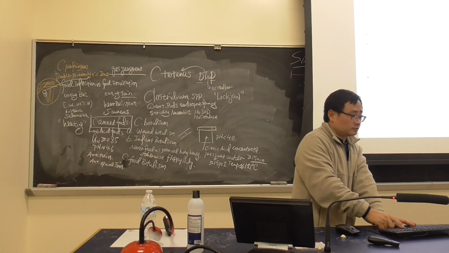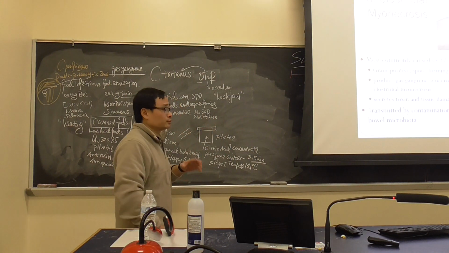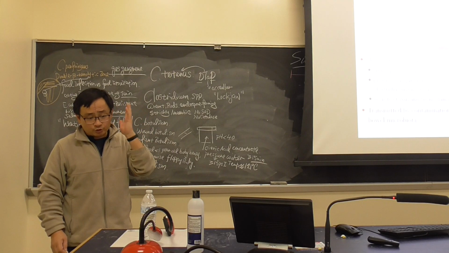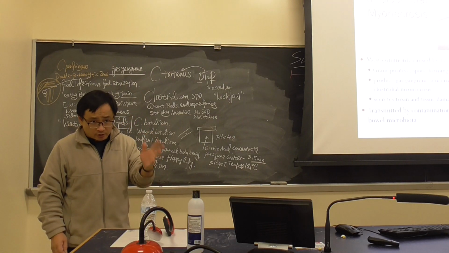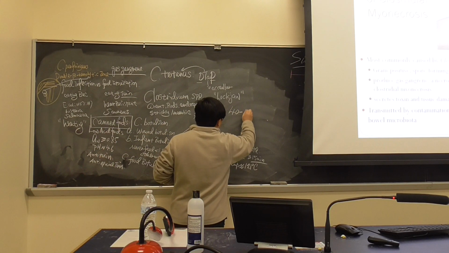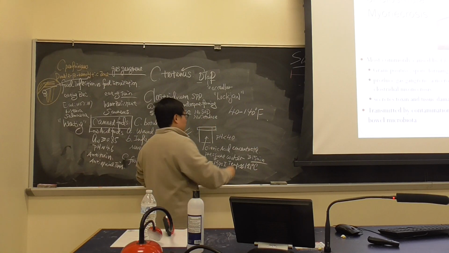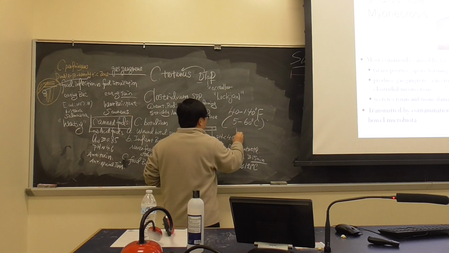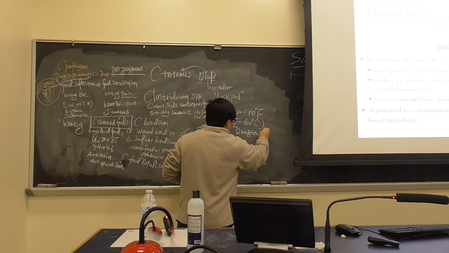Now, where will Clostridium come from? It's usually from food products that are not well prepared. You should always remember there is a dangerous temperature zone for food. It is 40 to 140 degrees Fahrenheit, or 5 to 60 degrees Celsius. This is called the dangerous temperature zone.